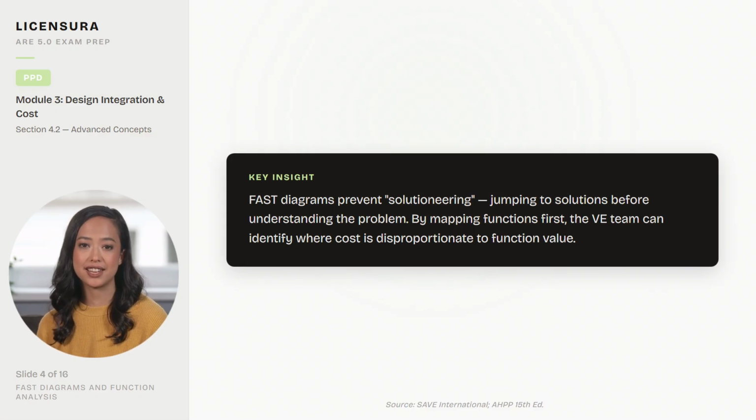Here's the key insight. FAST diagrams prevent solutioneering, jumping to solutions before understanding the problem. By mapping functions first, the VE team can identify where cost is disproportionate to function value.